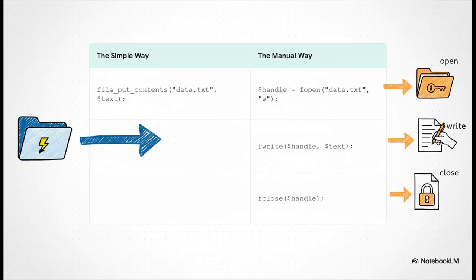And this slide right here shows the difference perfectly. See, on the left, you've got that simple one-line helper. On the right, though, you see the 3 manual steps that it's doing for you behind the scenes. It's opening the file with fopen, writing to it with fwrite, and then closing it with fclose. So the simple way isn't actually magic. It's just a really convenient shortcut for that whole manual process.